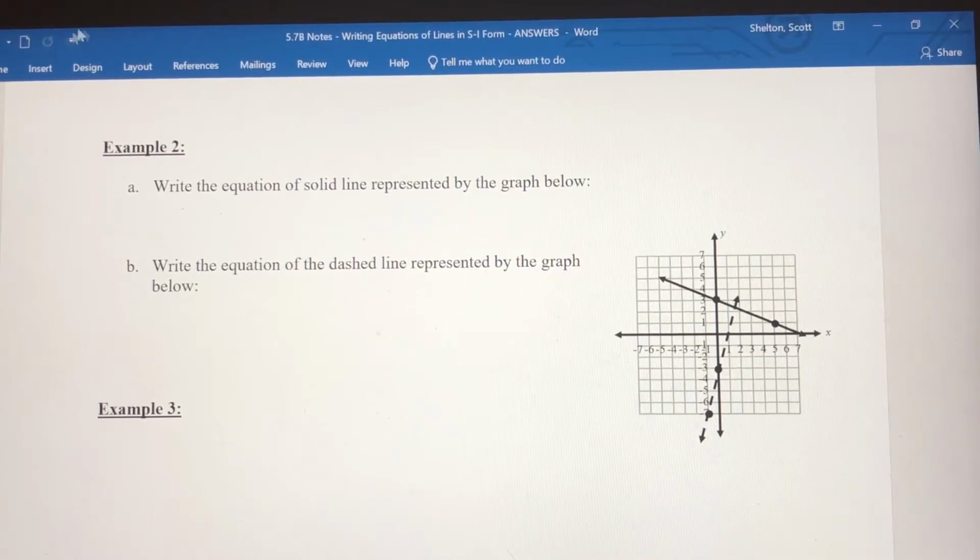So in this video, we're going to write the equations of lines in slope-intercept form, which is y equals mx plus b, when we're given the graph. So we're going to move over to the graph. We're going to look at the solid line first, and then we'll look at the dashed line second.